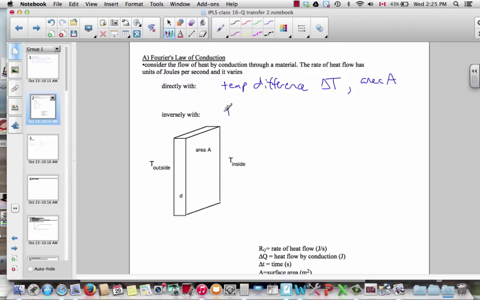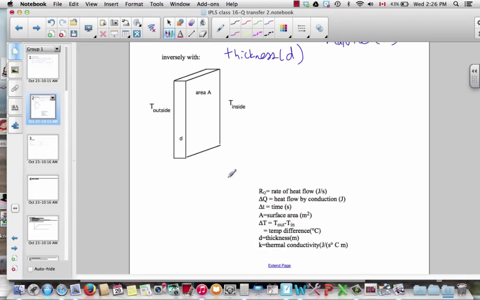It varies inversely with the thickness, because a thicker material has a smaller rate. That's inverse variation. I'll use D for thickness because I'm going to have T for time and T for temperature, rather. So I'll use D for thickness. The last thing that influences this is the material. And there's a constant known as K, which is the conductivity, and the rate of flow of thermal energy varies directly with that conductivity. So let's build Fourier's law.